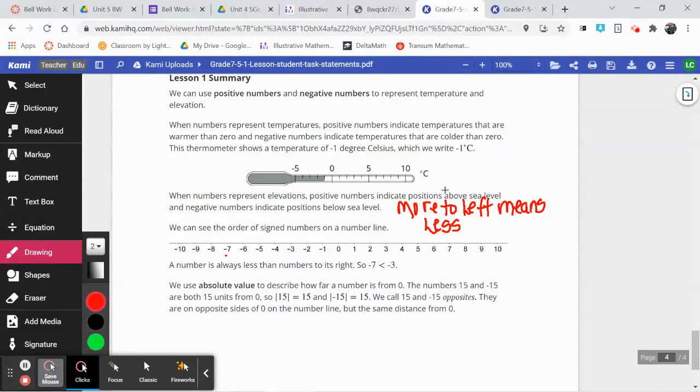-15 and +15 are opposites. Same number, opposite signs. They're on opposite sides of 0 on the number line, but the same distance from 0.